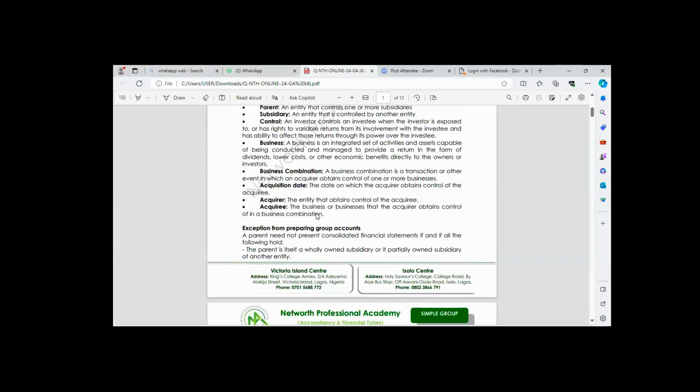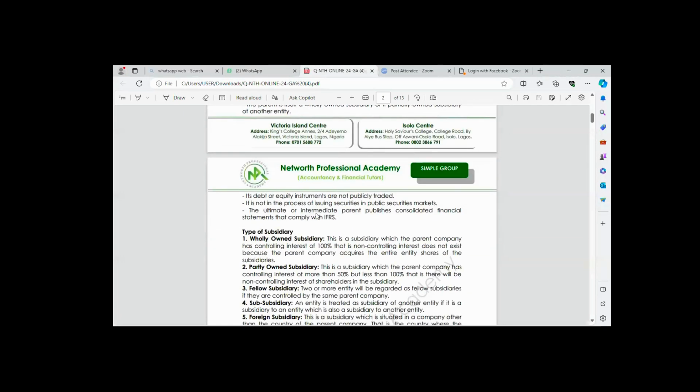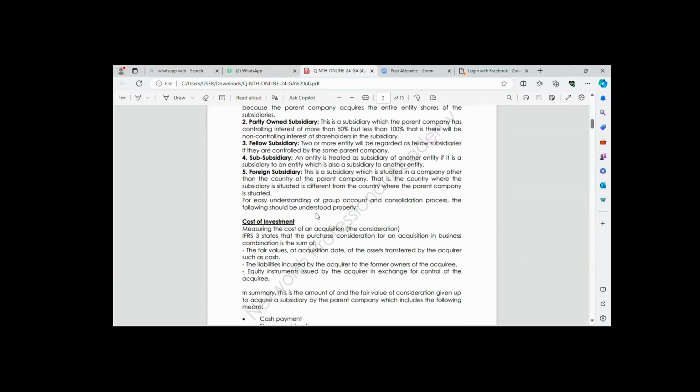Exception not to consolidate, and types of subsidiary. Without wasting much of your time, you can go through all those ones because we have where we are going. It must pass the established standard, so that when you see the question, you will not say, oh, this question is too cheap for me.